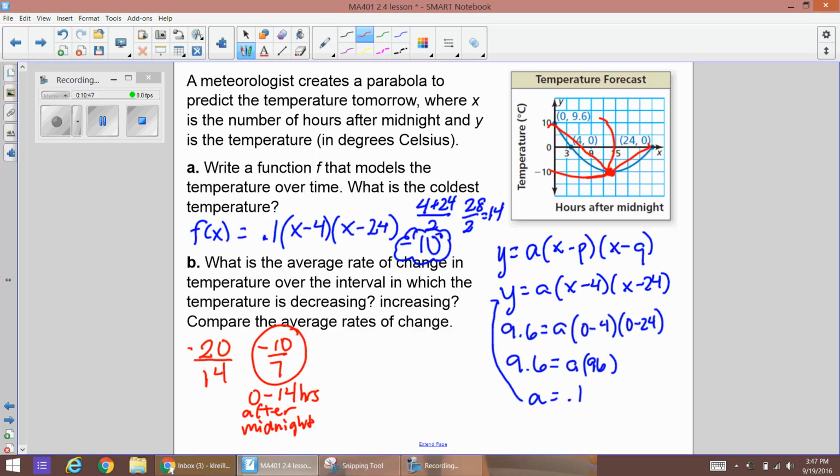And then look at our other one. Here is our rise. Our rise was just from 10 to 0, so 10 over. And then our run this time was from 14 to 24. Well, from 14 to 24 is 10, so that's 1. So the slope is 1, 14 to 24 hours after midnight.